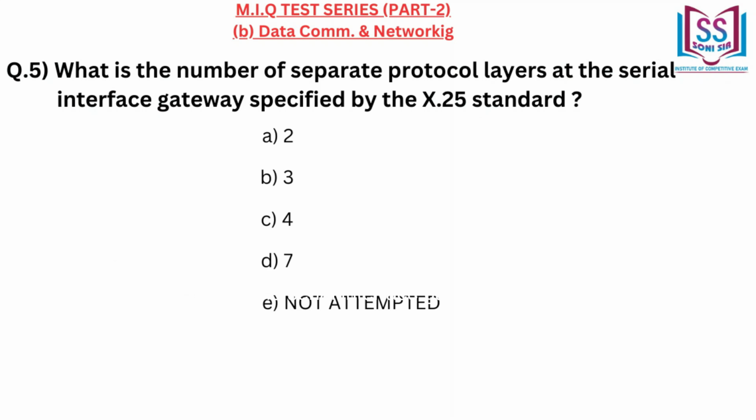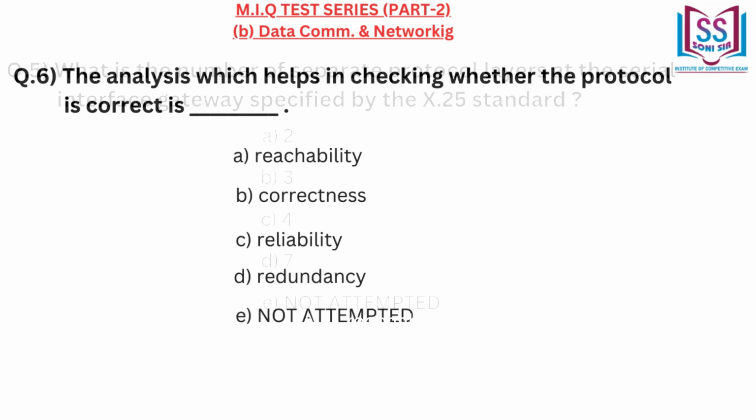What is the number of separate protocol layers at the serial interface gateway specified by the X.25 standard? A. 2. B. 3. C. 4. D. 7.